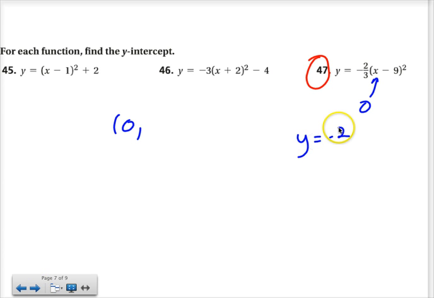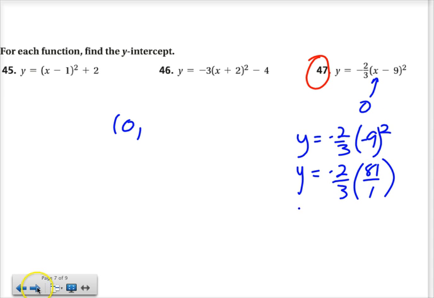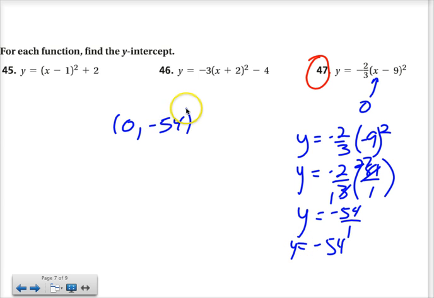So it'll be y equals negative 2/3 times negative 9 squared. Well, that's going to be negative 2/3 of 81. And again, if we're going to work with fractions and do a little bit by hand here, we're going to want to go ahead and do a little cross-reducing here. 3 goes into itself once and into 81 27 times. Then top times top, bottom times bottom is negative 54 over 1, which is just negative 54. So that intercept is going to be 0, negative 54.